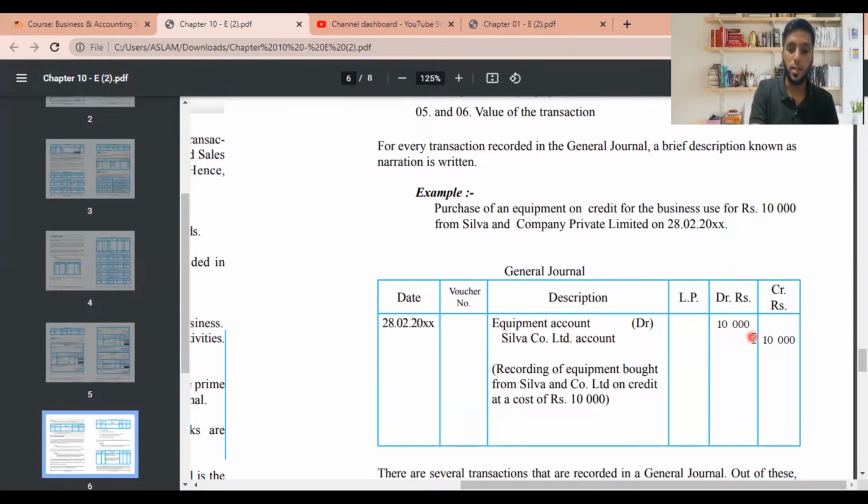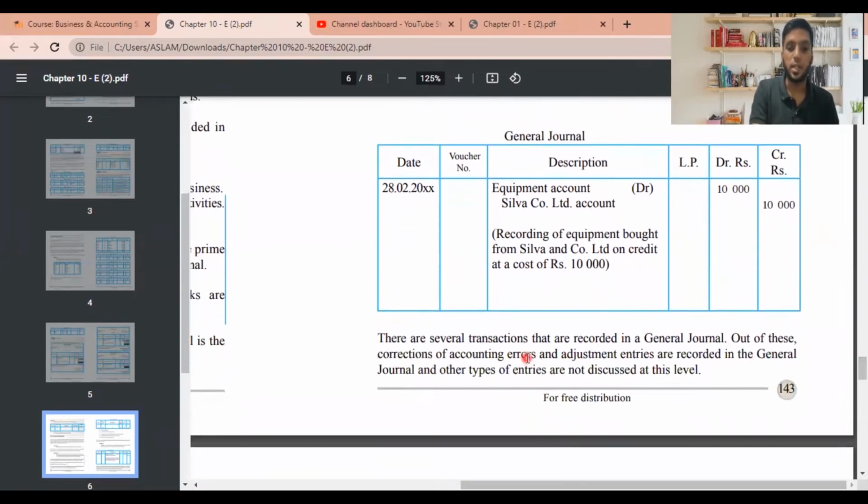So debit equipment account and credit Silva account, but then you need to write the narration, as I said, because in the general journal most of the time you should write narration. Recording of equipment bought from Silva and Company Limited on credit at a cost of rupees 10,000. Not highly tested, but still it will come for around 2 to 3 marks on your papers. Then let's move on to the area we want to discuss. There are several transactions that are recorded in a general journal. Out of these, correction of accounting errors and adjustment entries are recorded in the general journal, and other types of entries are not discussed at this level.